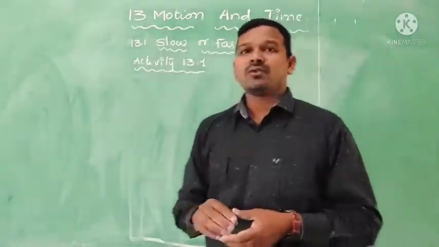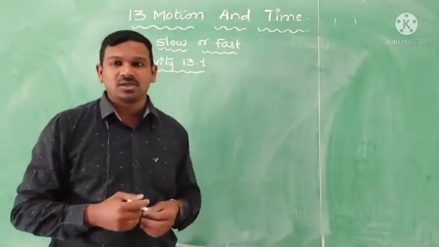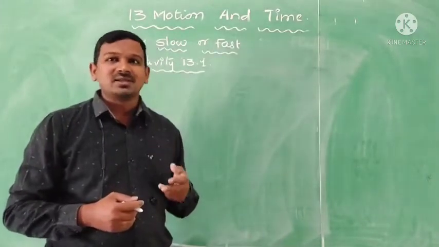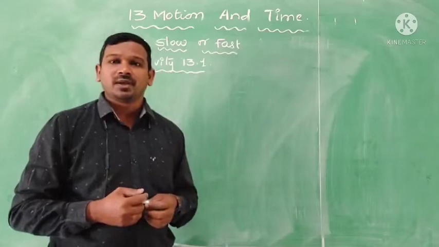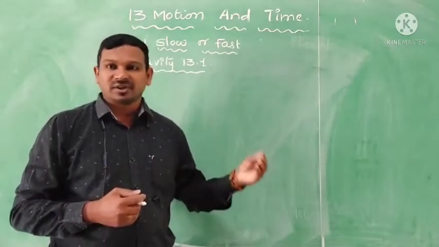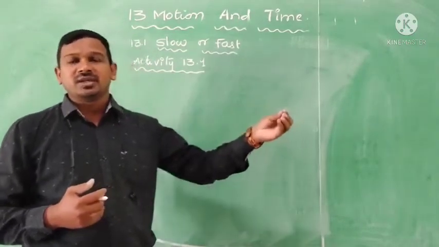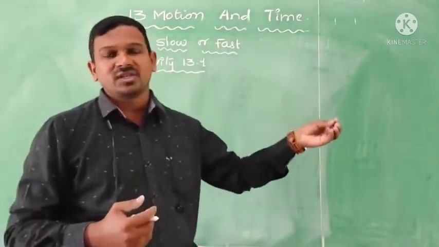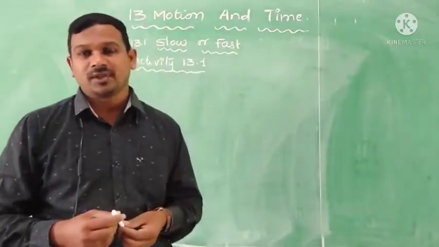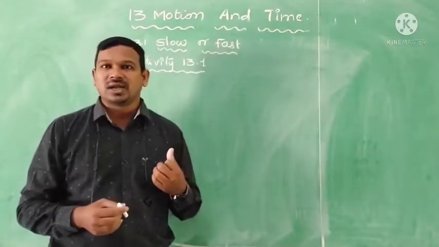So, slow or fast can also be compared with the help of a reference point. If two persons are going in the same direction, the person who covers the distance in less time, in a shorter span of time, and reaches the destination first, we can say that body is going very fast. Now we are going to do one activity. Based upon this activity, you are going to get clarity.